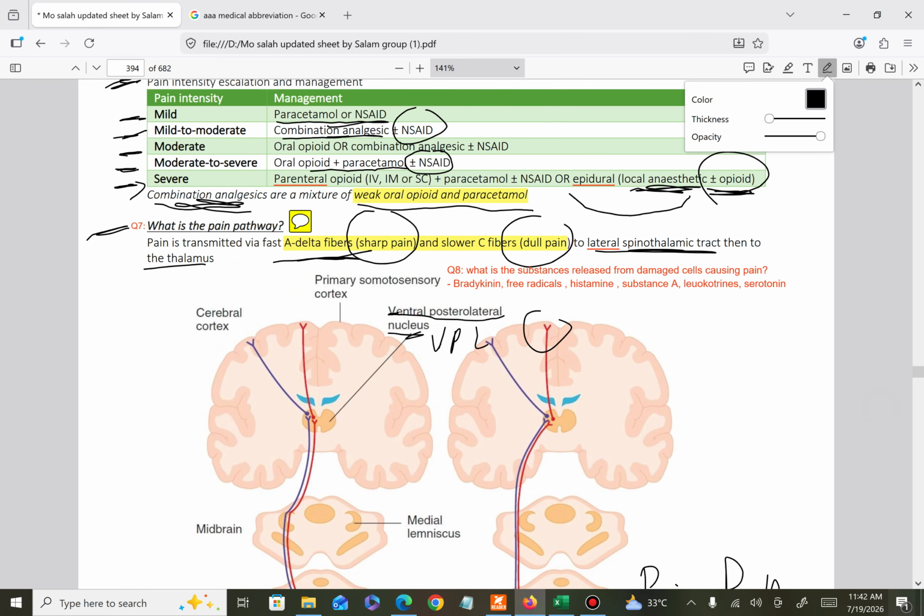Okay, then what are the substances released from damaged cells? This question: what will be the substances released from damaged cells that will cause pain? So these are the substances: bradykinin, free radicals, histamine, substance P, leukotrienes and serotonin.